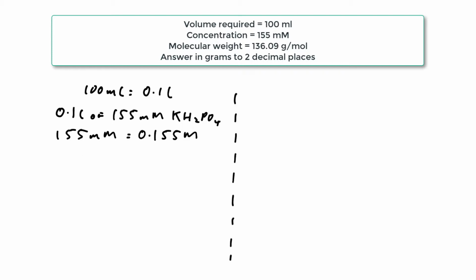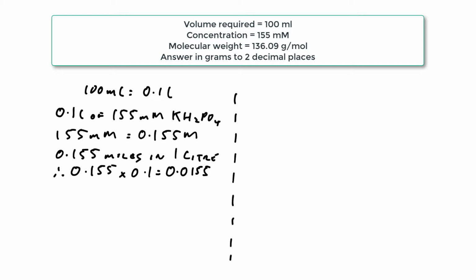Now, if we had a litre of this solution, then that litre would contain 0.155 moles, because all molarity is moles per litre. However, we're not dealing with a litre in this case. We have got 0.1 of a litre. So therefore, to work out the number of moles that are present, we take the molarity 0.155 and multiply it by the volume 0.1, and this gives us the number of moles, which is 0.0155 moles.